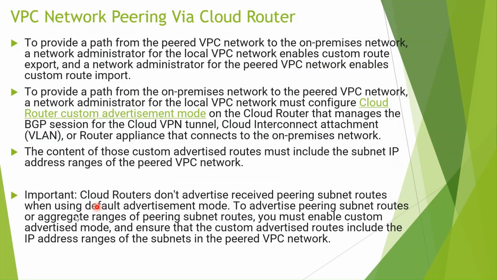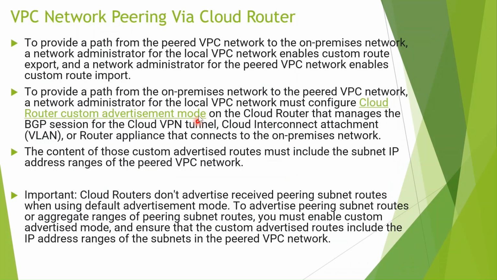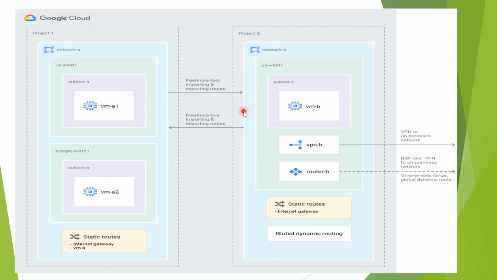And this is a very important thing: Cloud Router doesn't advertise received peering routes when using default advertisement mode. So suppose you have a Cloud Router, it will not advertise any routes received from the peered network until you use a custom one, which we have discussed here. Same thing: if you want to advertise any routes, first of all you have to create the peering connection and tick the export and import checkboxes, and after that you have to create the custom advertisement. So let's go to the console. I know it is a little bit confusing.